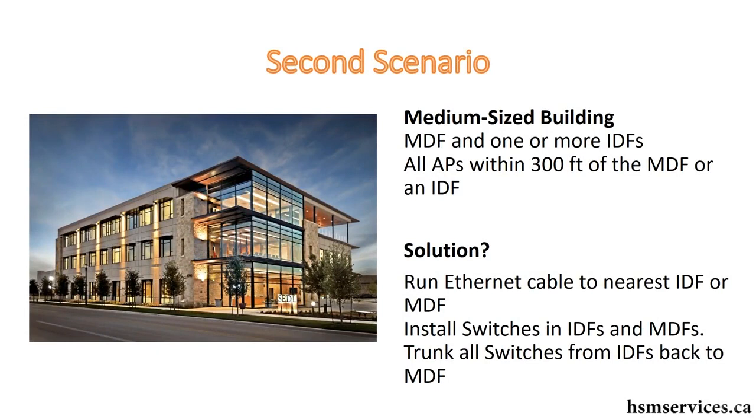Now, what if it's a big building? Medium-sized building, we've got an MDF, we've got some IDFs, and probably one or more. This building might have 3 or 5 IDFs, 2 or 5, depending on how they've designed it. Not too big of a deal. Again, you run your Ethernet cable to the nearest IDF or MDF, assuming all the access points are within 300 feet.